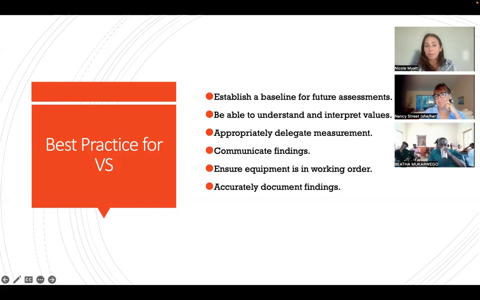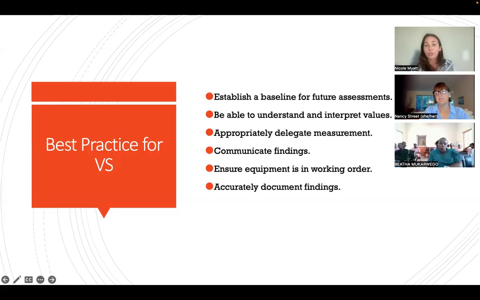Appropriately delegate the measurement. So who can take vital signs? Who do we communicate these findings to? Do we need to tell a charge nurse? Do we need to tell the physician? Once we have these values, do we need to document it in the chart? Where do we put this information once we have it?